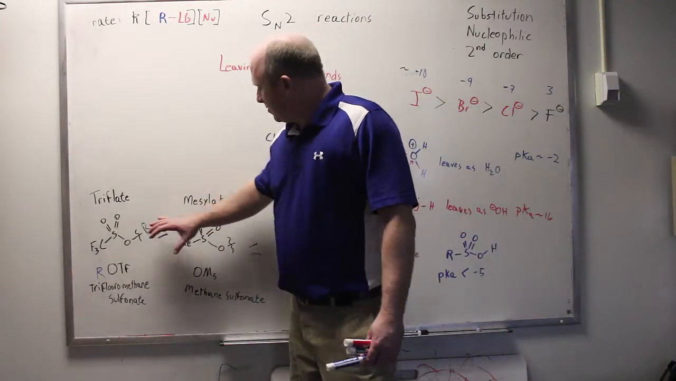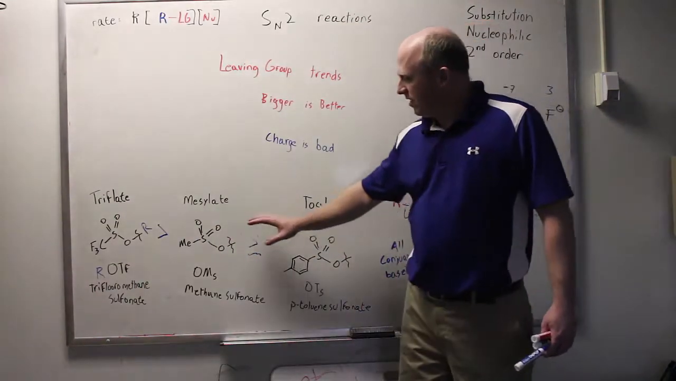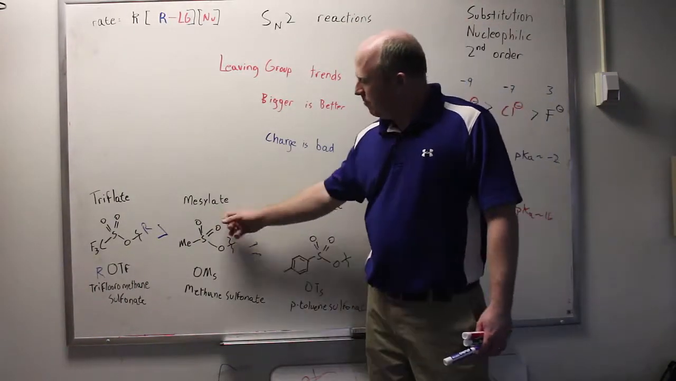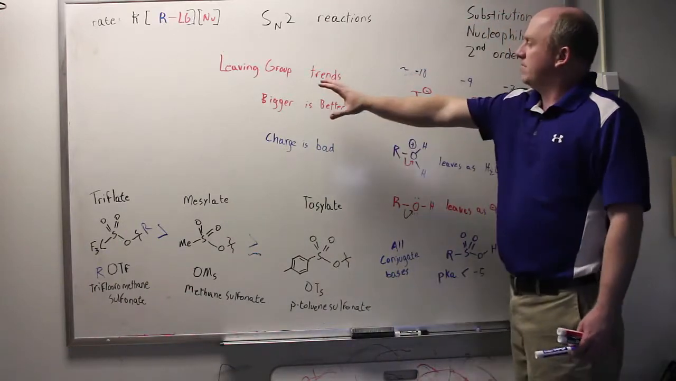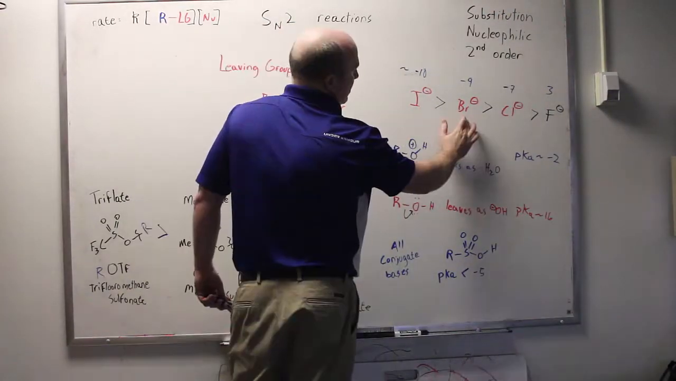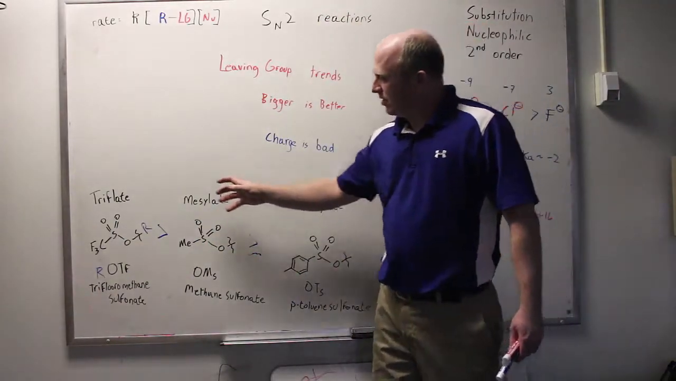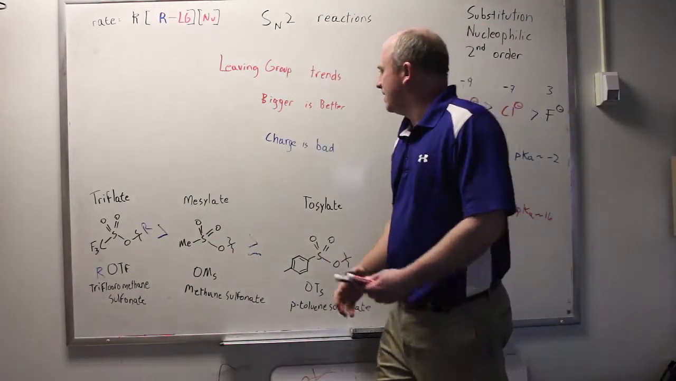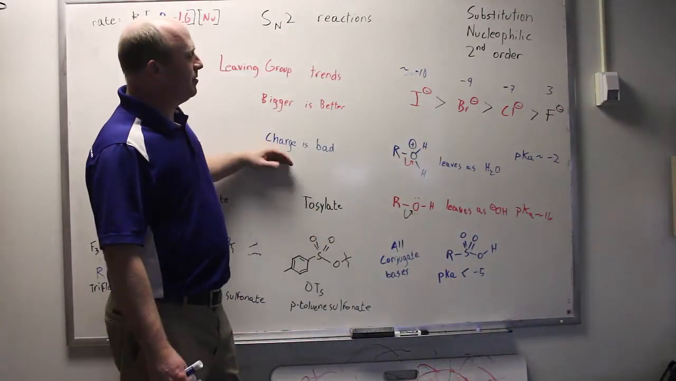The strongest of these groups is the triflates. Mesolates and tosolates are roughly equivalent in terms of their leaving group ability. In my experience, mesolate's a little bit stronger leaving group. But again, the point is, broadly speaking, that mostly when you're thinking leaving group, you're actually thinking halogen, iodine, bromide, chloride, or things that act like halogens, which are this group of three: triflate, mesolate, and tosylate. Bigger is better, so iodine's better than, say, chlorine, and charge is bad.